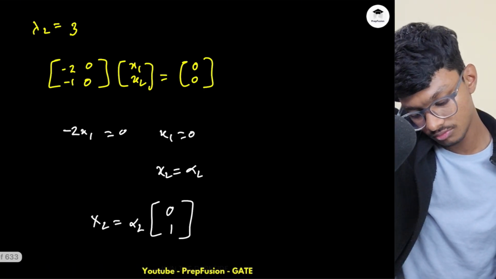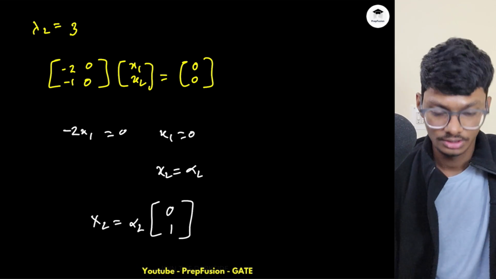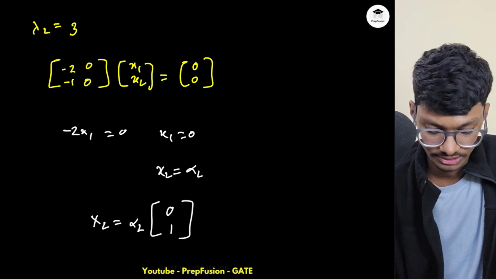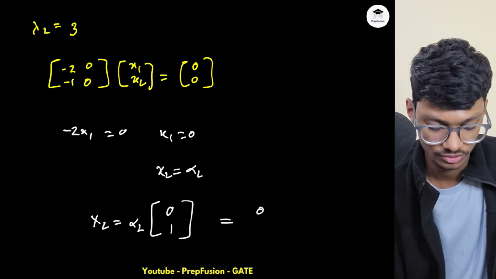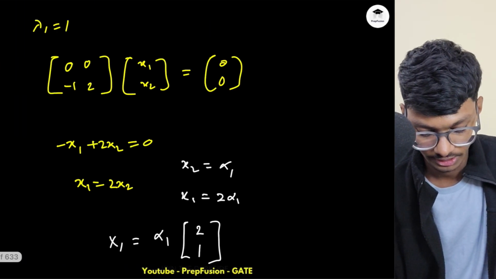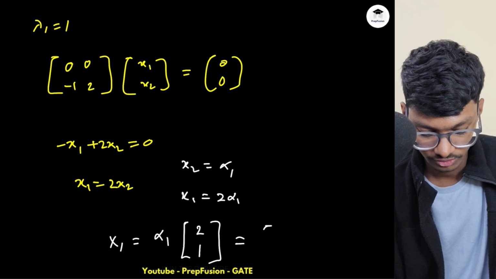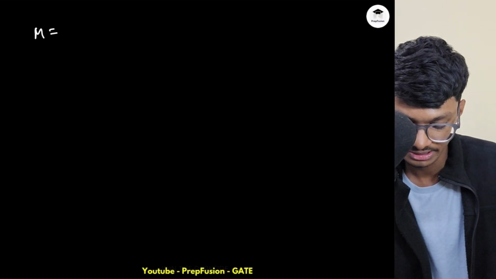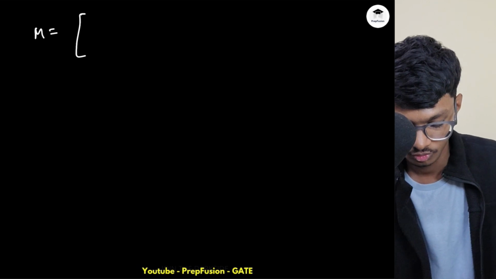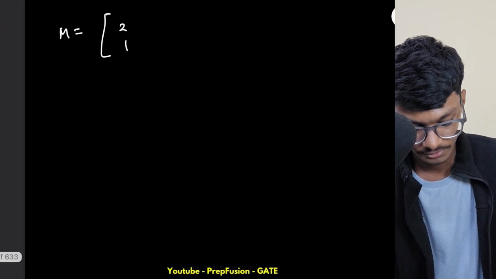So now what needs to happen over here? We got two eigenvectors, right? I can choose my eigenvector by assuming alpha 2 equals 1, so this is (0, 1), and I can choose alpha 1 also equal to 1, so this is (2, 1). So what will my M matrix be? M matrix will simply be [2 0; 1 1].